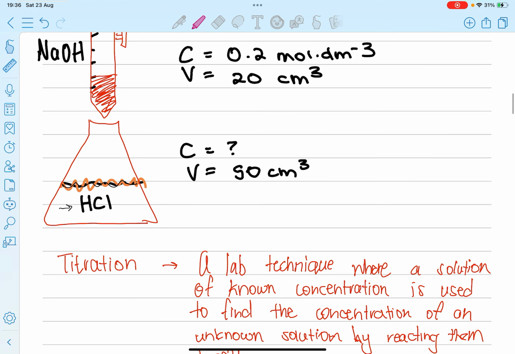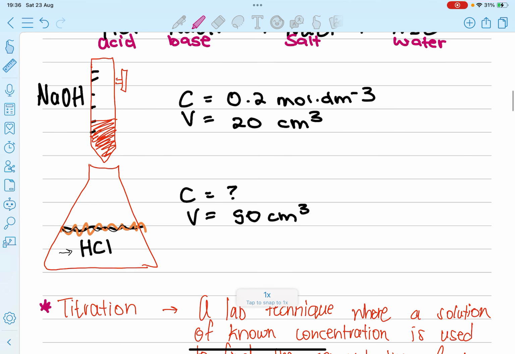So now, another definition I want us to touch on a bit is titration. Some people usually think titration, neutralization, same thing. Not so. Titration is a lab technique where, yes, you're about to react your acid, hydrochloric acid, with your base, sodium hydroxide. But when you go to the lab, you know the concentration of your base, 0.2. You know the volume of your base, 20 cubic centimeters, but you do not know the concentration of your acid. That is a titration reaction.